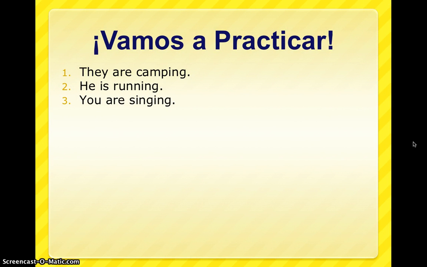Vamos a practicar. So here's your chance to practice with some basic present progressive. Remember that you have to have the correct form of estar, so make sure you check your notes if you can't remember the verb estar, and then you also need to form the present participle of the verb. Go ahead and hit pause now to give yourself a chance to practice.